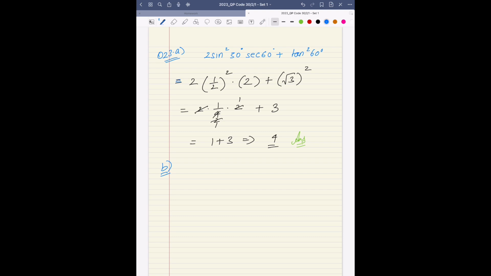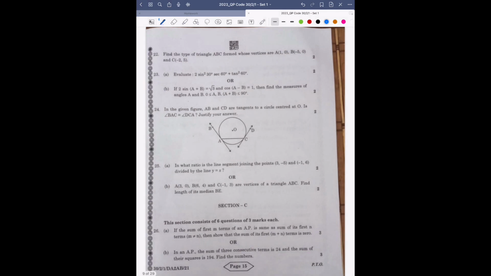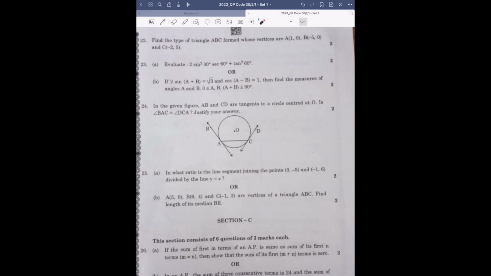It's saying, if 2 sine A plus B is under root 3 and cos A minus B is 1, find the measures of the angles A and B. Provided A, B and A plus B, all of them are greater than 0 and less than 90 degrees. Please make sure when you get your answer, verify with this. Sometimes you might get two values, so you need to make sure that your answer matches this condition. That's why these conditions are given in the question.